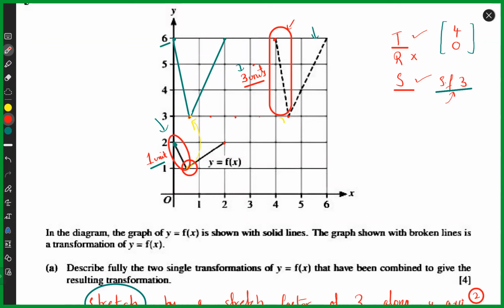For finding the stretched image, you're just supposed to multiply the y coordinates of all these points by 3 and then make the graph. For example, this was 2. 2 multiplied by 3 would give you 6. This was again 2. 2 multiplied by 3 would give you 6. And this was 1. 1 multiplied by 3 would give you 3. So I will multiply for making the transformed images. Just pick some random points of the graph, make them again, and then make your lines.